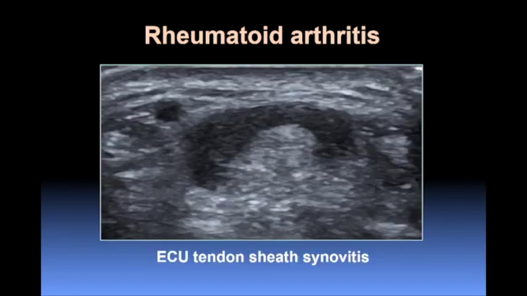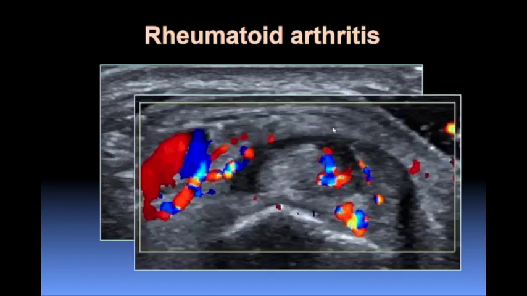This is the extensor carpi ulnaris tendon. The tendon sitting here. You see all this synovial hypertrophy and turn on color. There's lots of increased flow, so this is tenosynovitis.